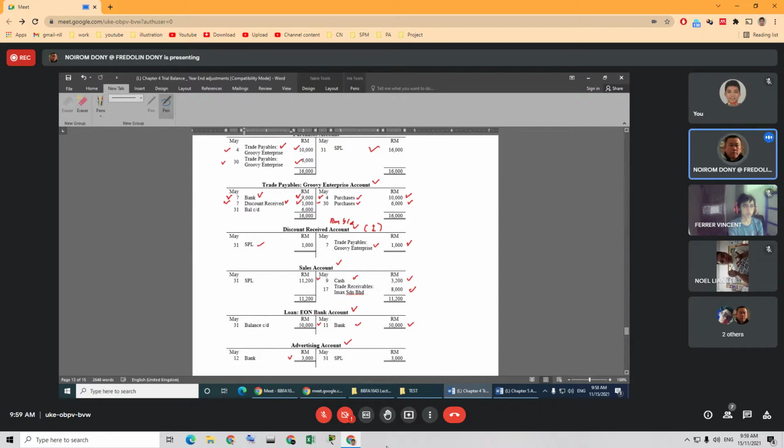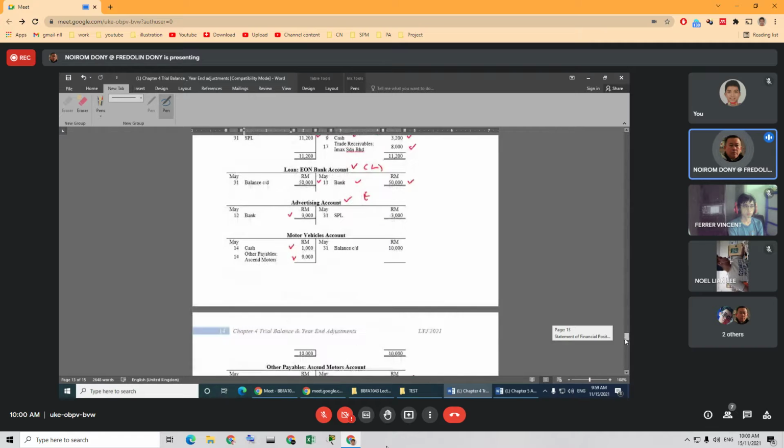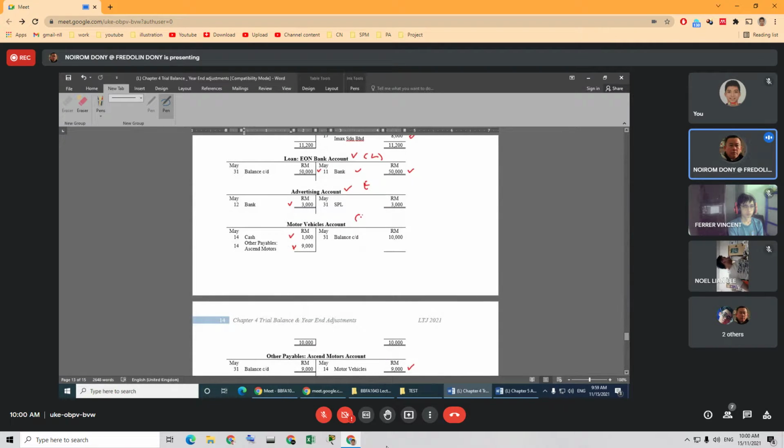Loan, this is a liability, so we have to balance off. This is a liability. So this one is an income. Advertising expenses, so we have to close off by crediting advertising, meaning this is credit 1,000 here, so in SPL it will be debit. So debit is represented as loss. Motor vehicles, this is an asset, so we have to balance off. So we have a debit balance, balance b/d below the total on the debit side, 10,000.